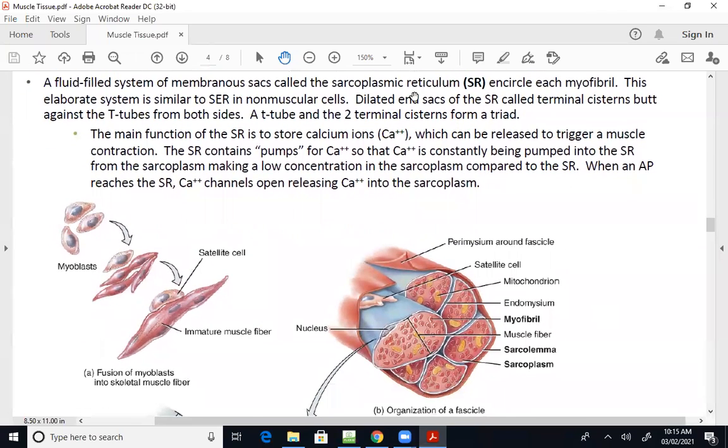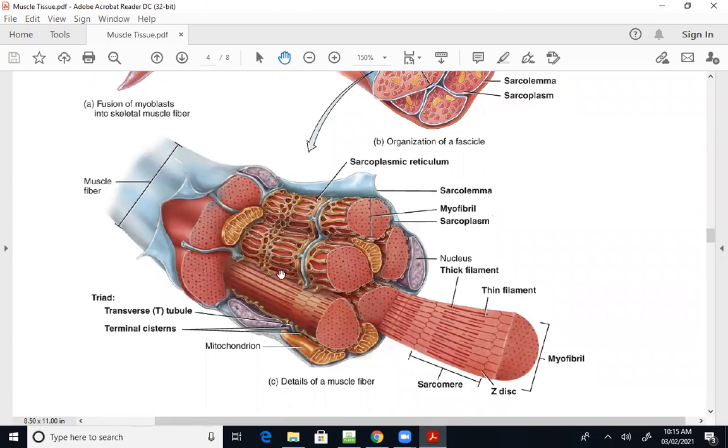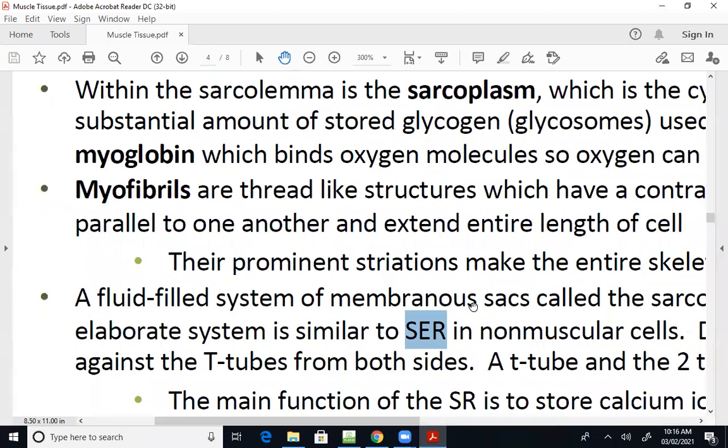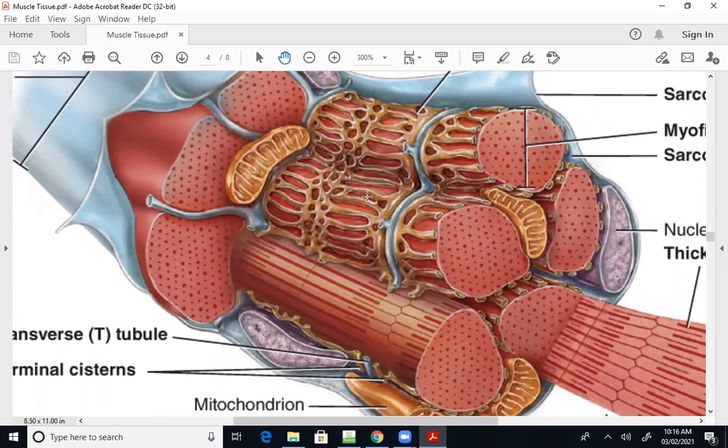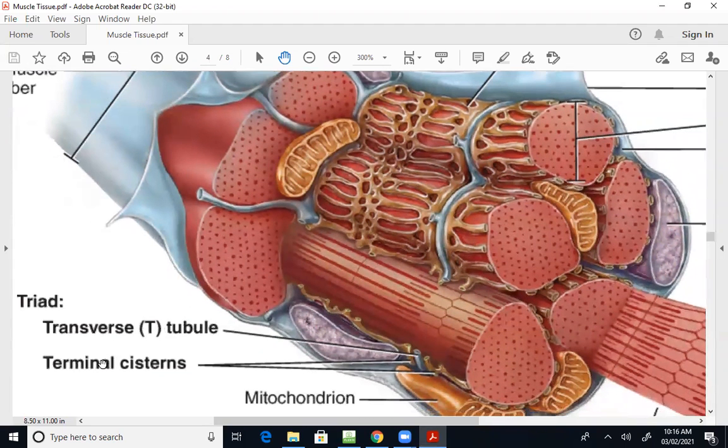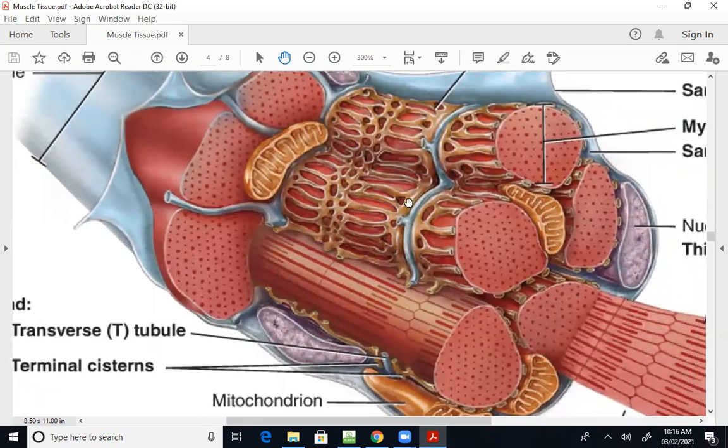Last organelle to talk about is the SR, short for sarcoplasmic reticulum, a fluid-filled system of membranous sacs. This is the exact same thing as what we learned earlier in the semester as the SER, smooth endoplasmic reticulum. It's this gold-colored stuff in the picture. The function of the SR is to store calcium and release it at the right time because calcium is essential for a muscle to contract. You can see on both sides of a T-tube, we find what we call terminal cisterns, these fattened sacs of the SR.